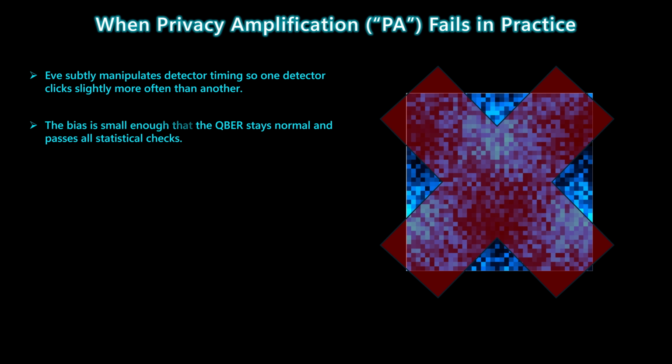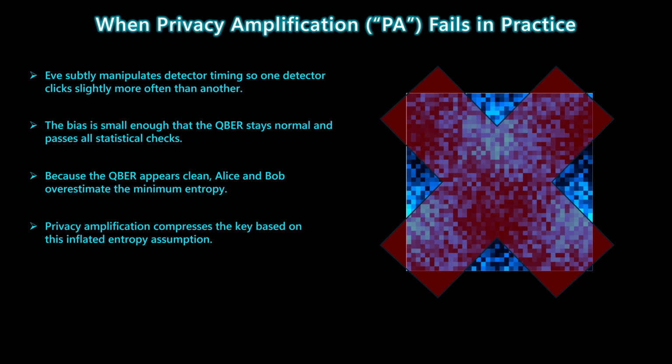In this example, we look at how privacy amplification can fail even when all of the mathematics is correct on paper. The failure occurs because the system relies on assumptions about Eve's knowledge, and if those assumptions are wrong, the entire process becomes insecure.